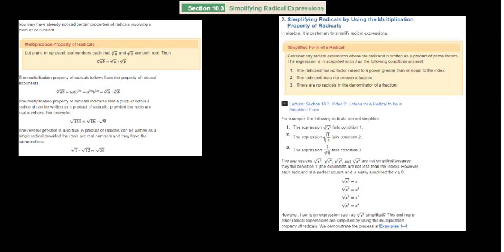Okay, so simplifying radical expressions, we're going to start over here to the left. You may have already noticed certain properties of radicals involving a product or quotient. Multiplication property of radicals.